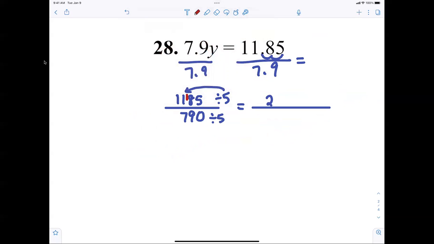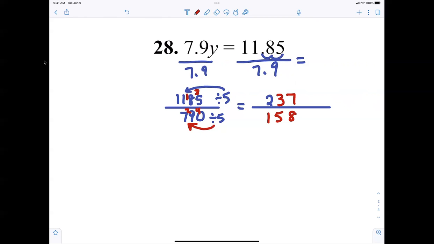5 goes into 18 3 times, doesn't matter. How many left over? 3. So now 5 goes into 35, 7 times. Now 5 goes into 7, how many times? With how many left over? 2. 5 goes into 29, 5 times. How much left over? 4. 5 goes into 40, 8 times. Is everybody okay with that?